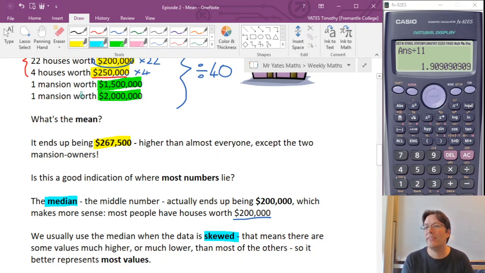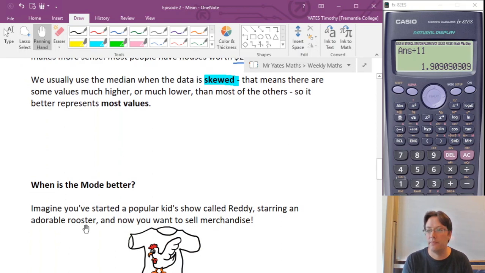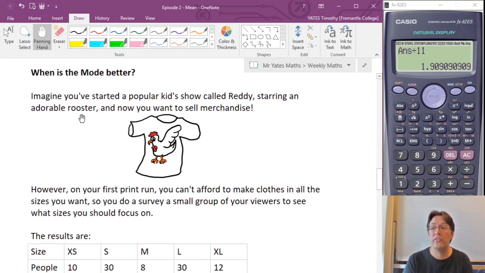So that's a situation where we might want to use our median. Next up, we're going to be talking about the mode. So I'd like you to imagine that you've started a popular kids show called Ready, which stars an adorable rooster. And now you want to sell merchandise. Now this little picture took me all of about 2 minutes to draw up, so I hope you appreciate it.